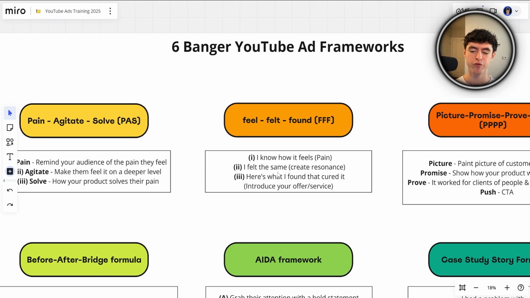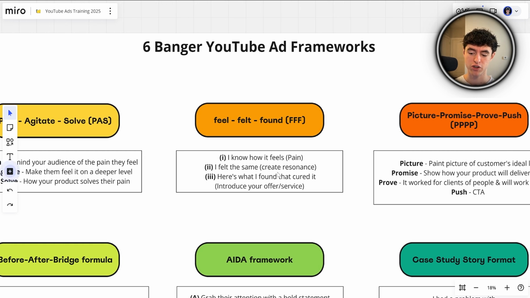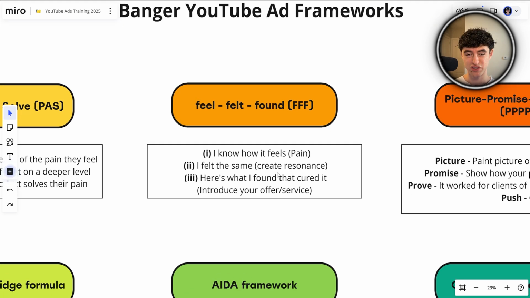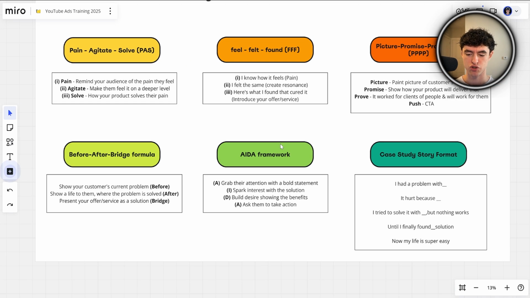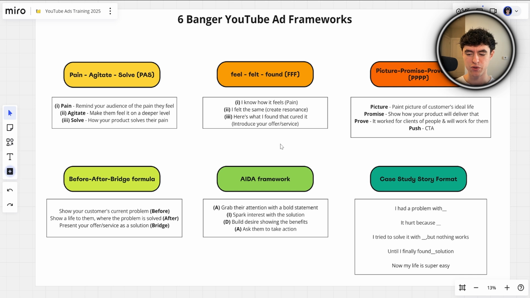I have the feel, felt, found, FFF framework as well. Number 1, I know how it feels, pain. 2 is I felt the same, creating resonance with the audience. And number 3 is here's what I found that cured it, so introduce your offer or service. And you can also just take a screenshot of this as well. Basically, as you can tell, it's a 1, 2, 3 kind of model. It works very, very well. It's worked for the past 2.5 years of me working with my current realtor clients. So feel free to screenshot that and model that for yourself.